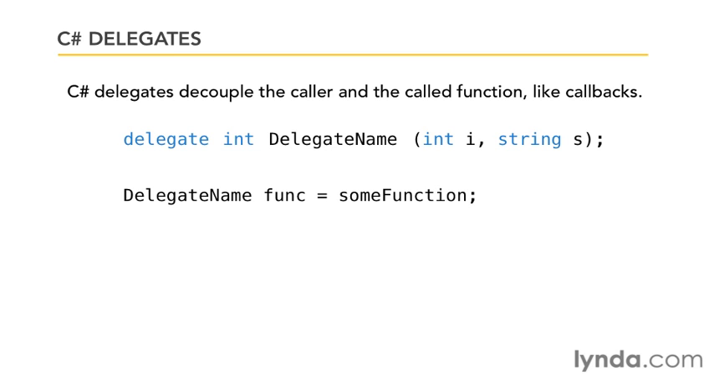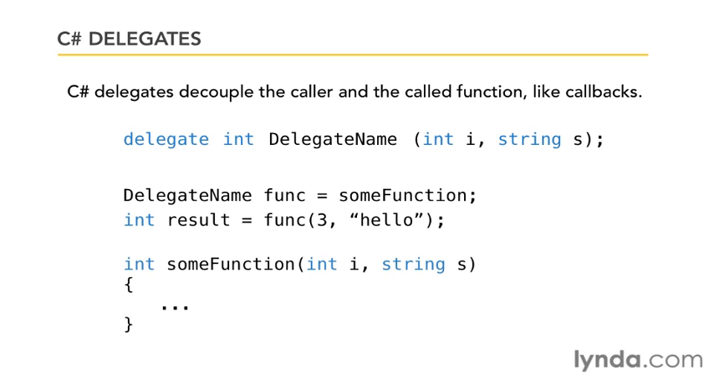Then when I want to use the delegate, I use it like any other kind of type name. In this case, I'm declaring a variable named func, which is of type delegate name, and I'm assigning it to be some function. As long as I declare some function to be the same format as the delegate that I've declared above, I can switch that function in and out as much as I like. Then I just call the function like I would any other function. In this case, I've got an integer result, which is being assigned the result that comes back from the func variable, which is now pointing at the sum function, and it takes the integer argument 3 and the string argument hello.